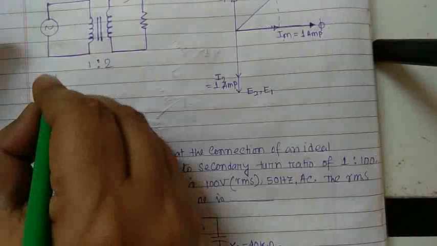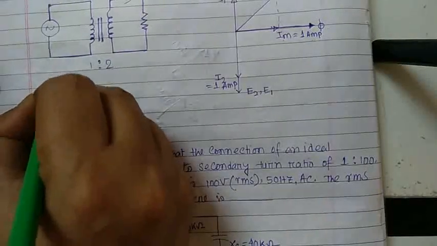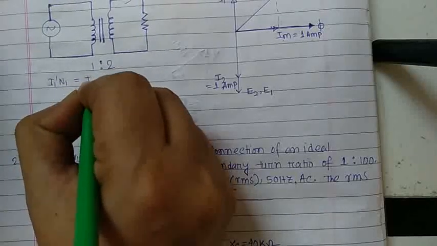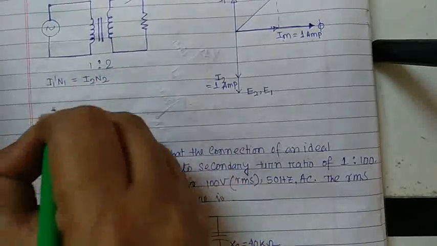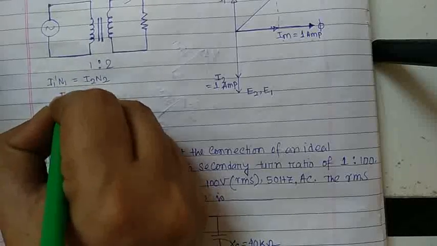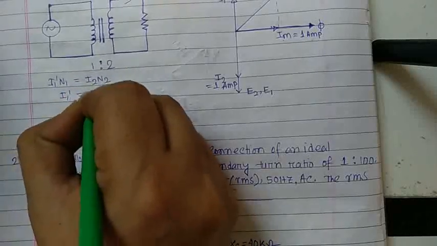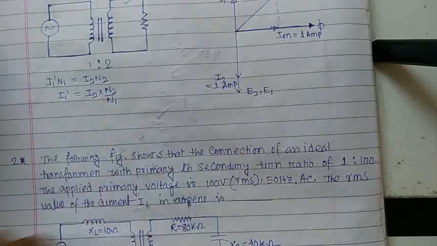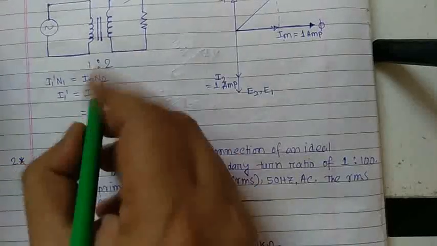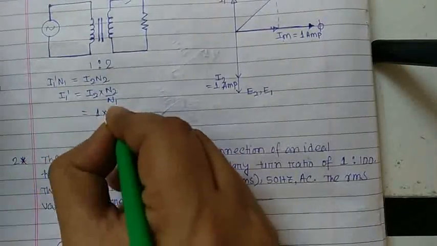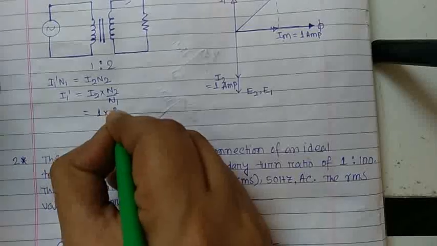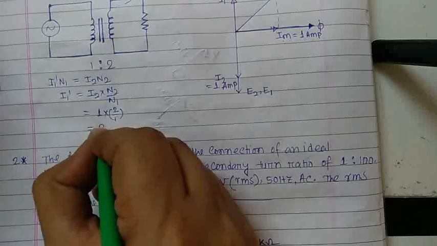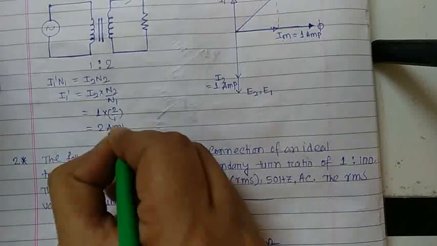So the compensating MMF I1 dash N1 is equal to the secondary MMF I2 into N2. So the compensating current I1 dash is I2 into N2 by N1. That is, I2 here is 1 ampere, 1 into N2 by N1, that is 2 by 1, so the compensating current here is 2 ampere.